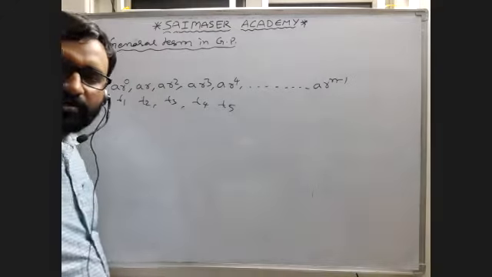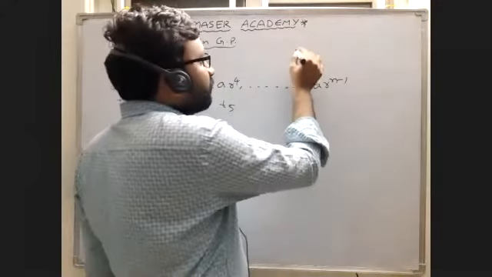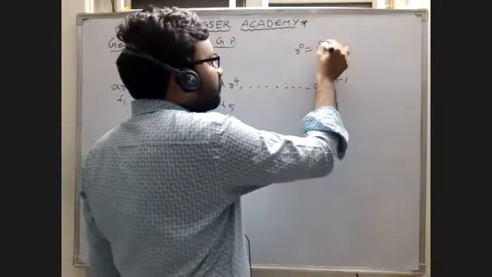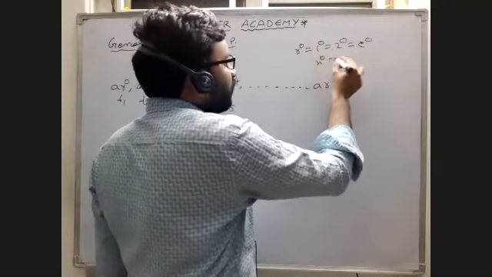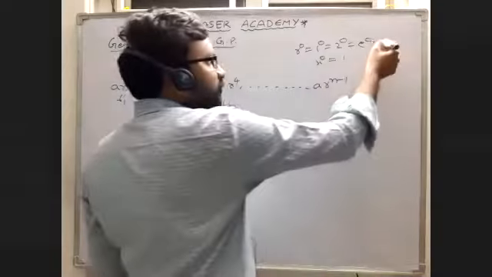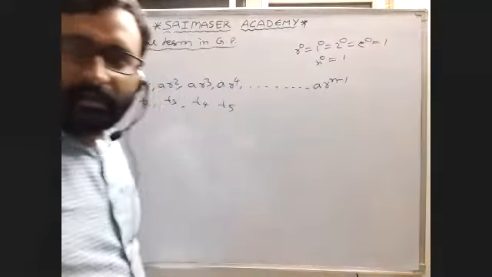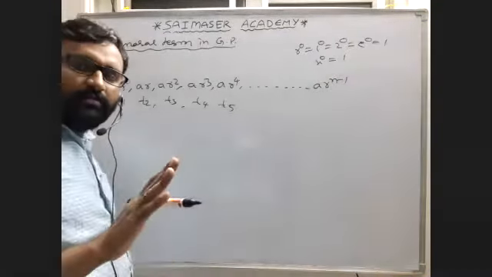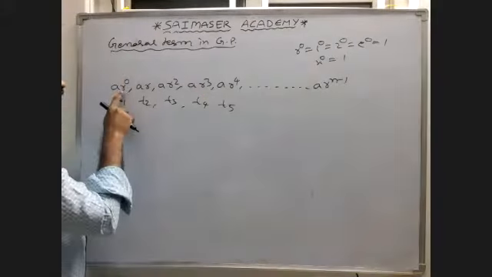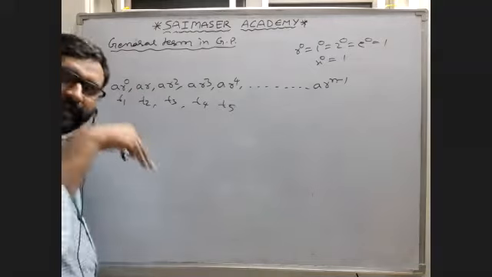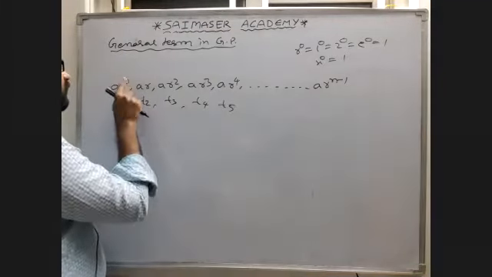R power 0 is what? 1. Anything power 0 is always 1. 1 power 0, 2 power 0, E power 0, X power 0, whatever it is, something power 0 is always 1, we know already. Here we have no R, but we should write in terms of R. That's why I'm writing R power 0.